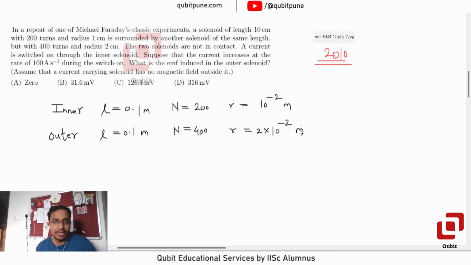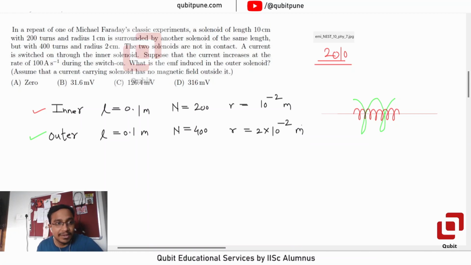The two solenoids are not in contact. So let us show the inner solenoid in red color. Then we have the outer solenoid with twice the radius. Now it has more turns of course, but I have shown them with fewer turns. So outer is green, inner is red. A current is switched on through the inner solenoid. Suppose that the current increases at the rate of 100 amperes per second during the switch on. What is the EMF induced in the outer solenoid?